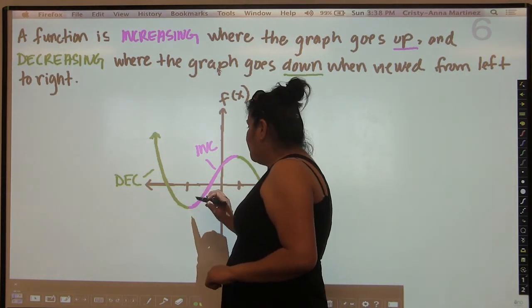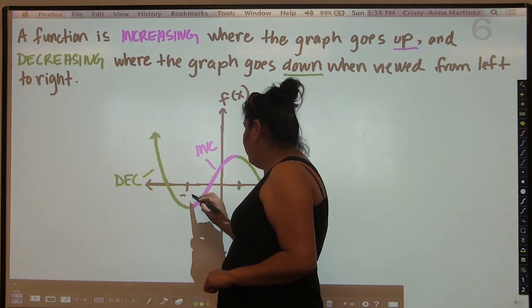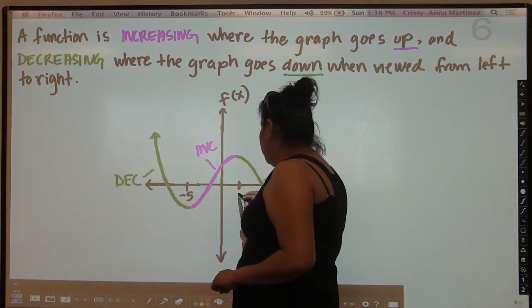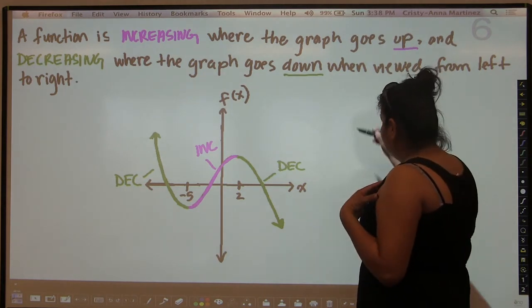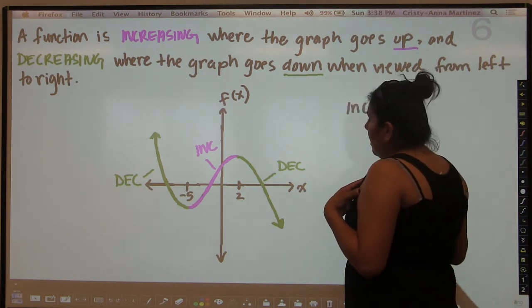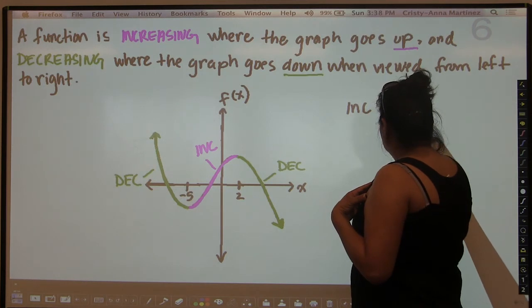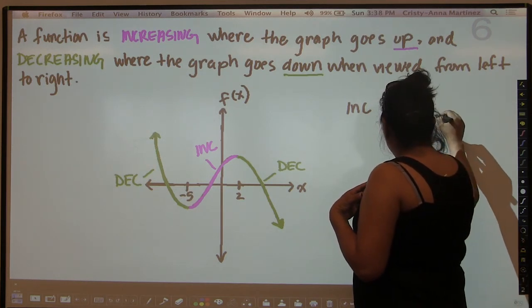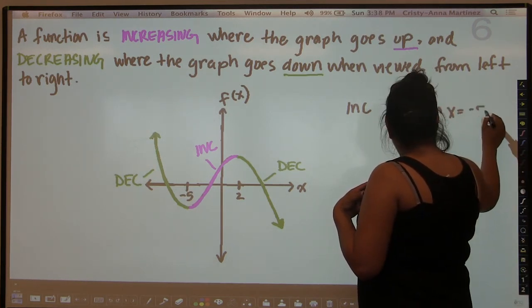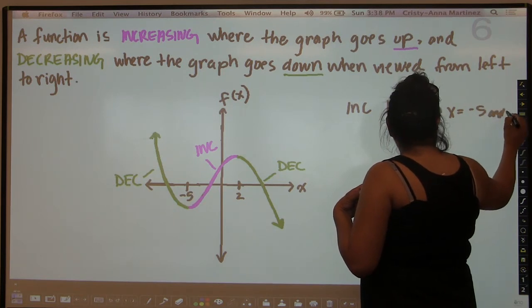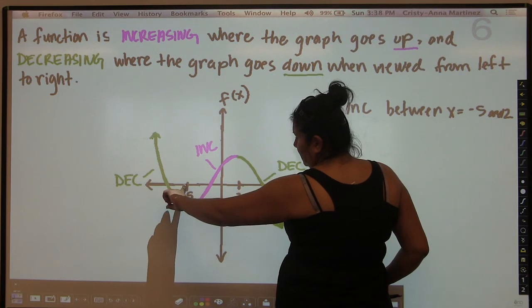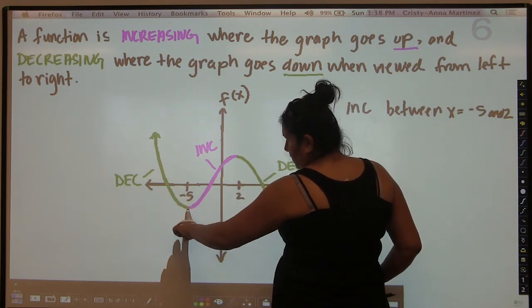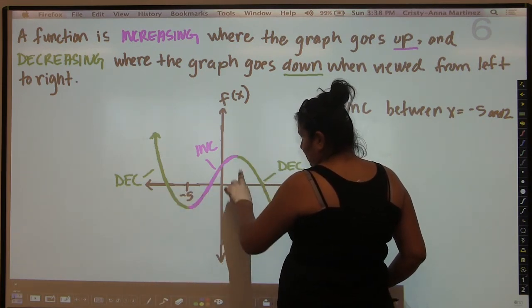So for example, let's say that I put here -5, and over here I put 2. This is just arbitrary. Then I would say that the function is increasing between x equals -5 and 2. Okay? So between this x value, so you see how the x value is -5, and that's where it starts increasing all the way up to when x is 2.